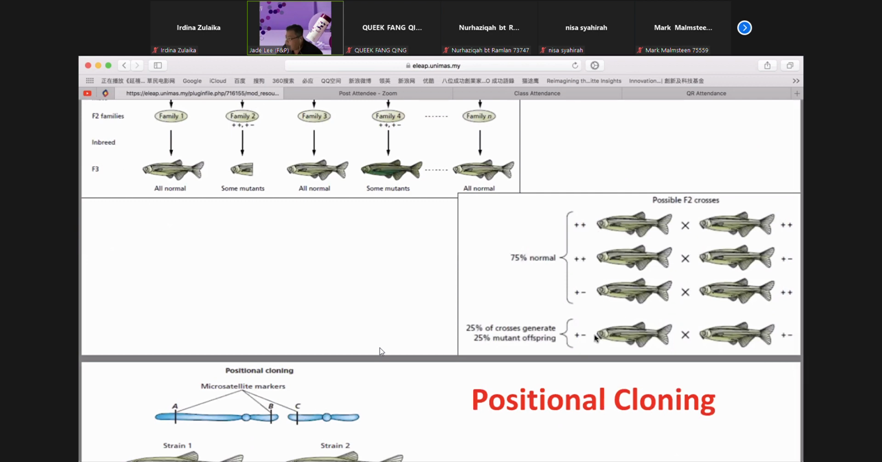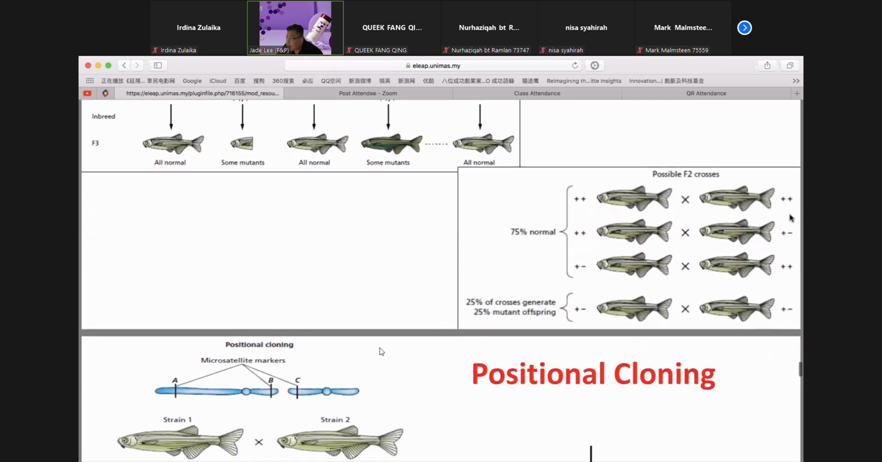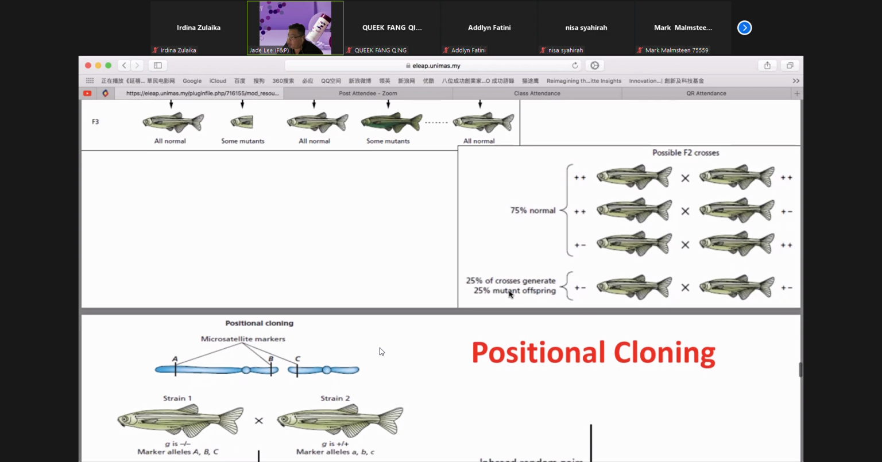Okay, kita cross dia dan kita harap contohnya di sini, kalau kita cross dia, the possible F2 crosses kan, daripada sini, F2 punya family kita crosskan antara F2 ini dan 75 yang normal dan 25 yang crosses ni akan menghasilkan mutants. So maksudnya 3 kepada 1 ikut Mendelian. Masih ingat tak Mendelian punya ratio 3:1 kan? Yes, doktor. So this one is 75, 25, so 3:1 lah. Betul tak dia punya ratio?